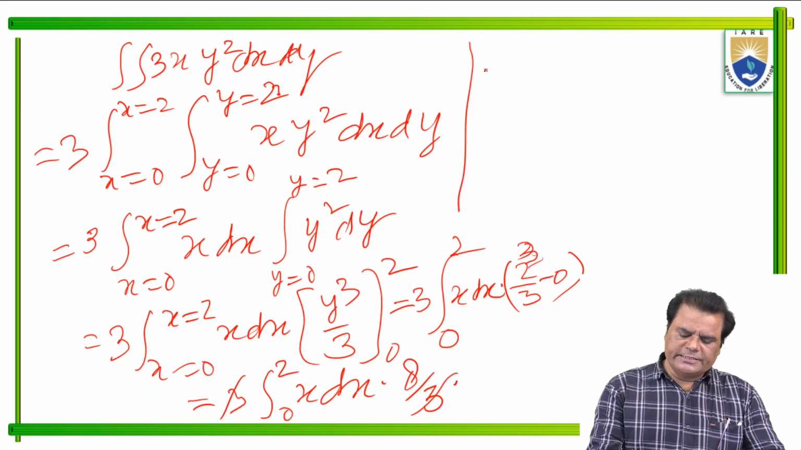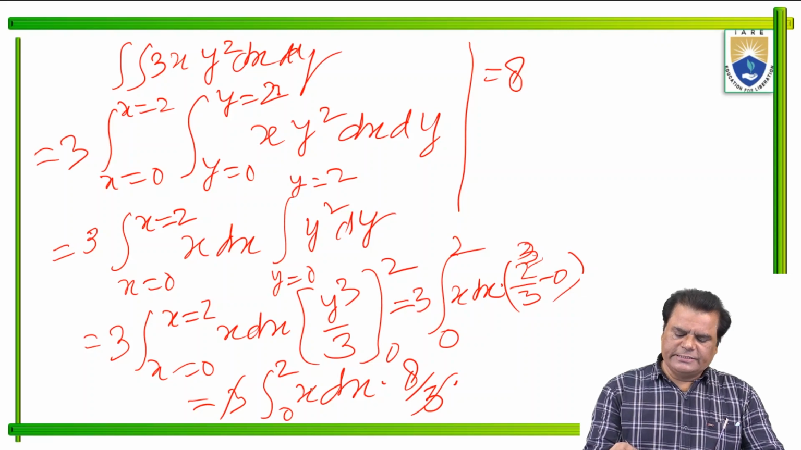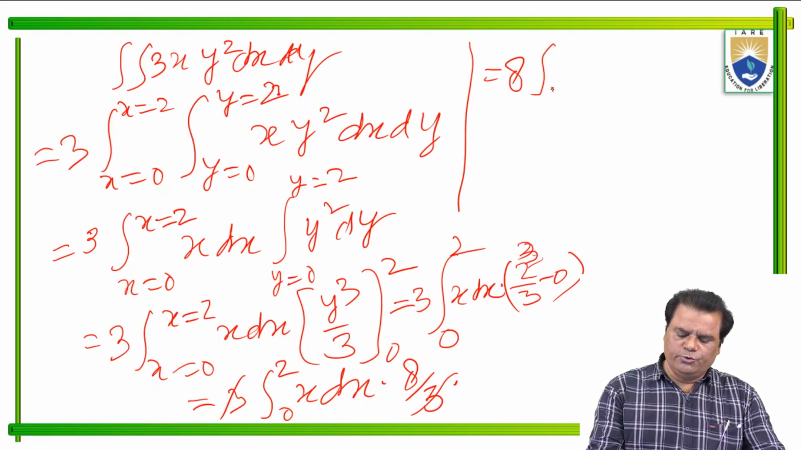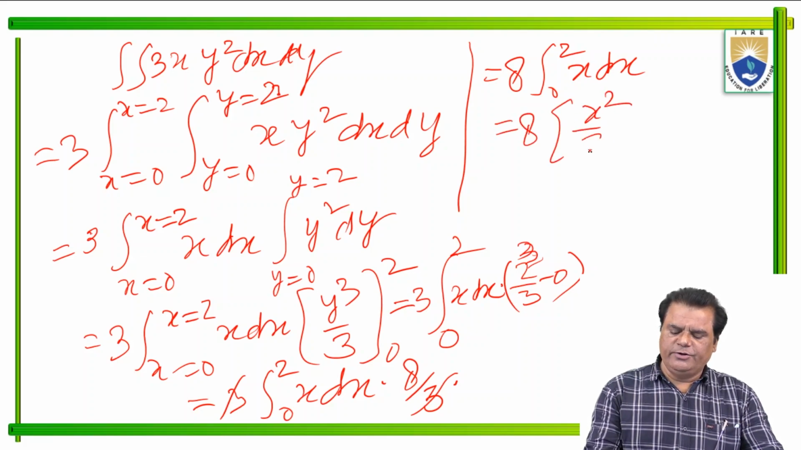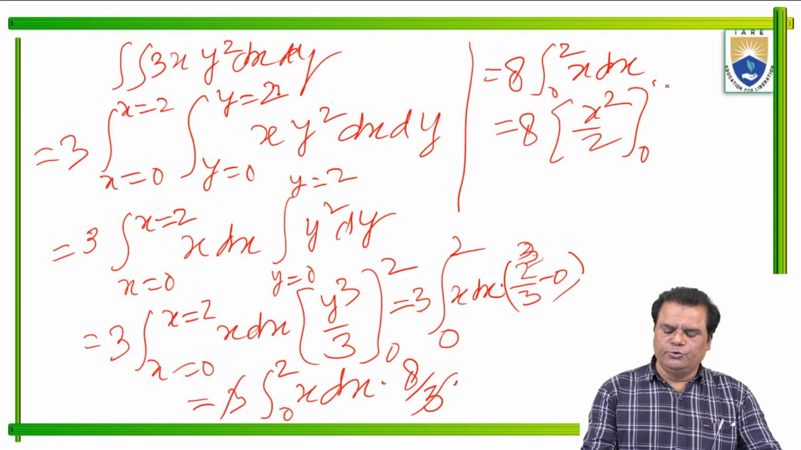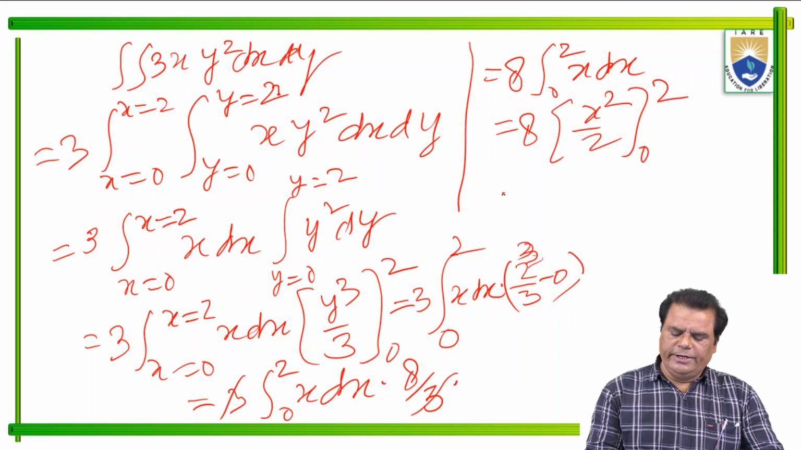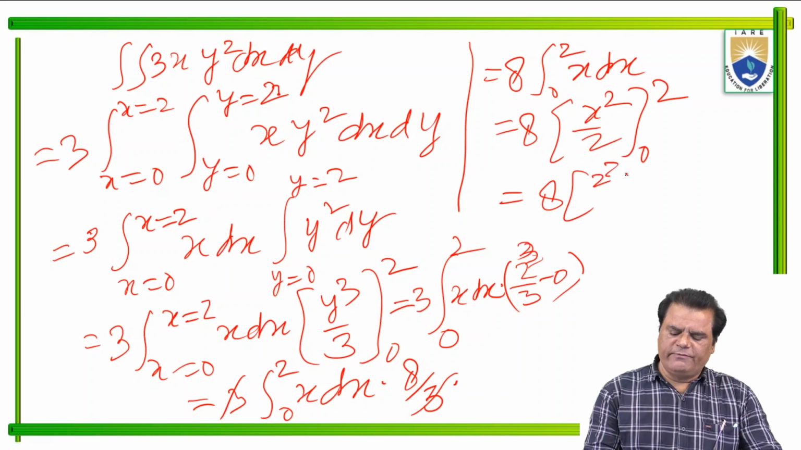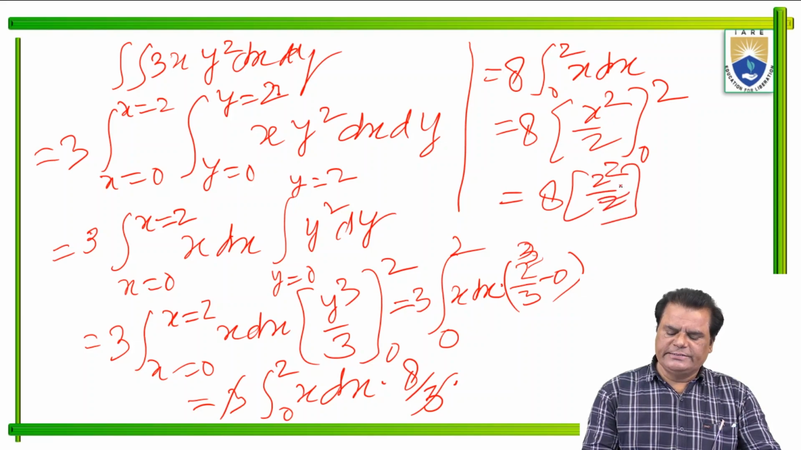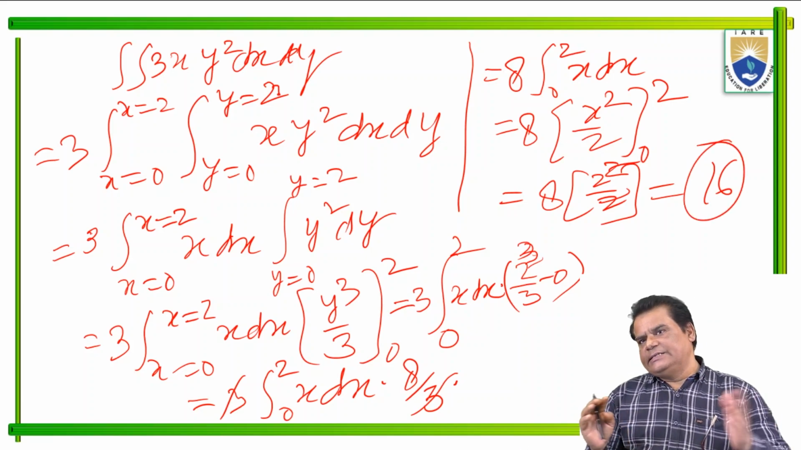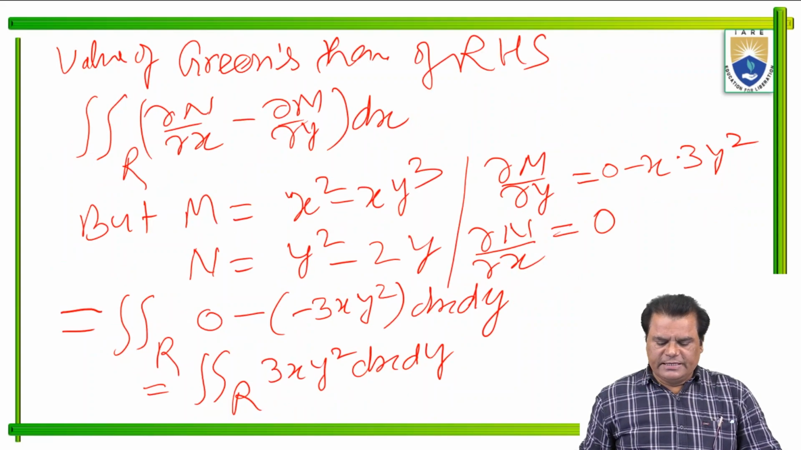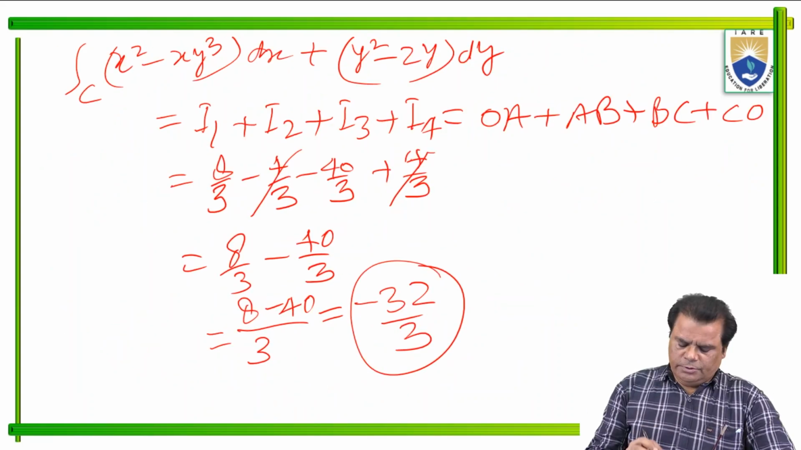Now 8 is common, and integration of x dx from 0 to 2 is x square by 2. So 8 times 2 square by 2, the 2s cancel, so here is 16. 16 is this result. The right hand side has the value 16.